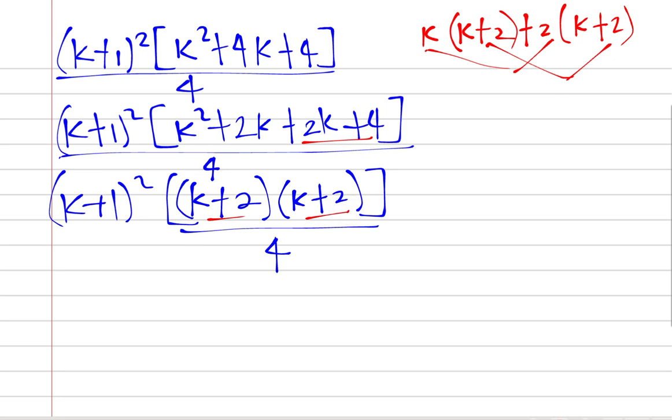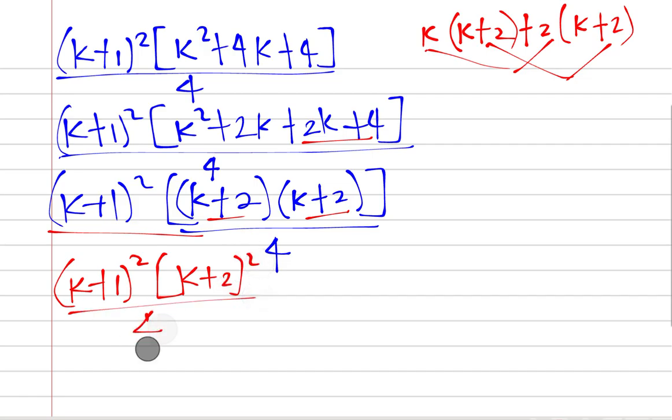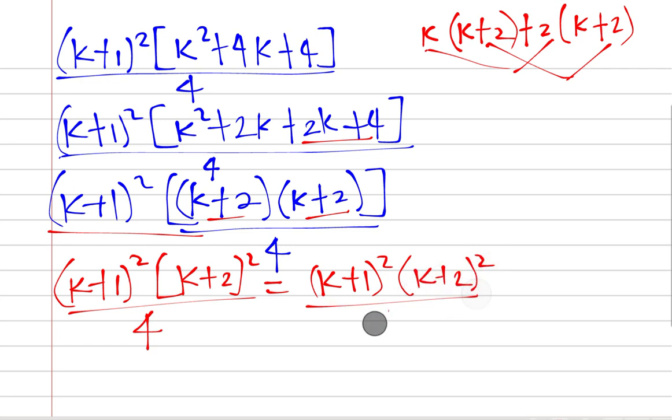So now that means I will have k plus 1. Don't forget this k plus 1 all squared into bracket. I have k plus 1, k plus 2, k plus 2. So that's the same thing as saying k plus 2 all squared over 4. So that means my final answer here now is k plus 1 all squared into bracket k plus 2 all squared over 4.